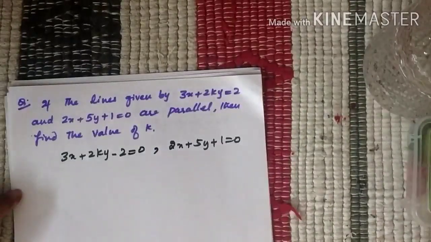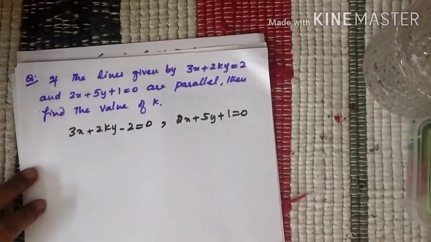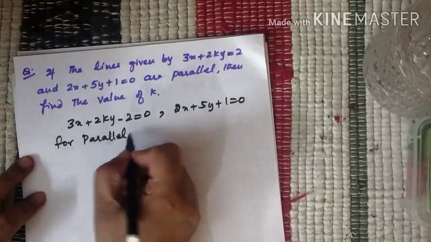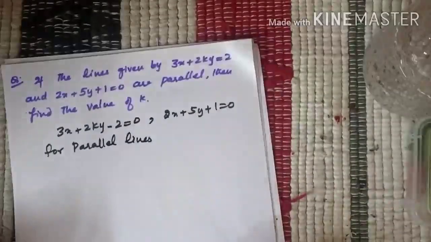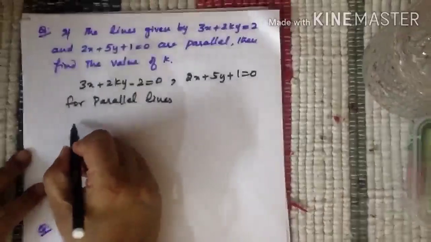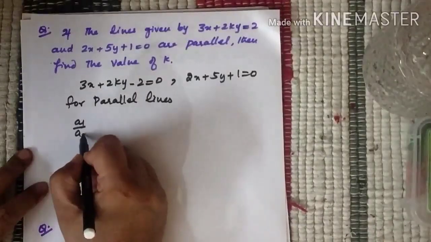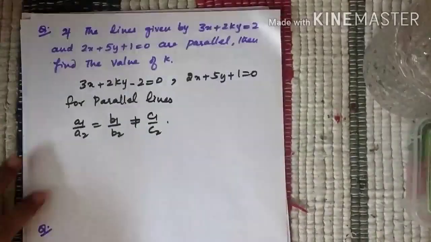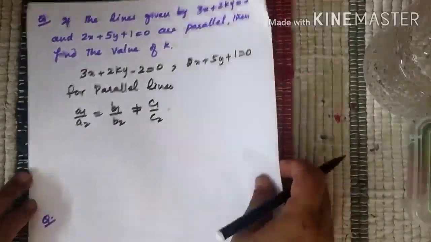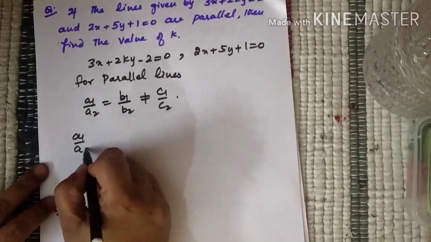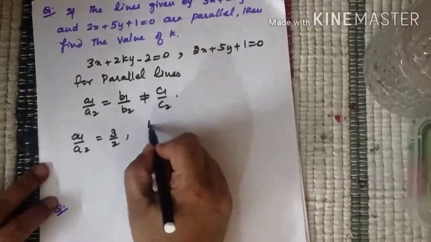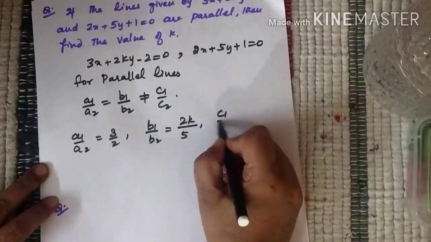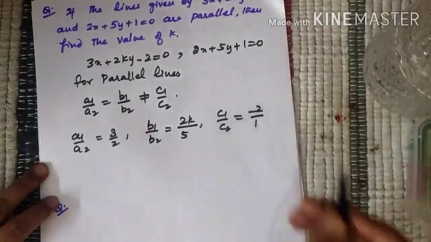Now, the question says the lines are parallel. For parallel lines, what is the consistency condition? For parallel lines, the consistency condition is a1 by a2 is equal to b1 by b2 but not equal to c1 by c2. So we need to first find a1 by a2. What is a1 by a2 here? 3 by 2. What is b1 by b2 here? 2k by 5, and c1 by c2 is minus 2 by 1.